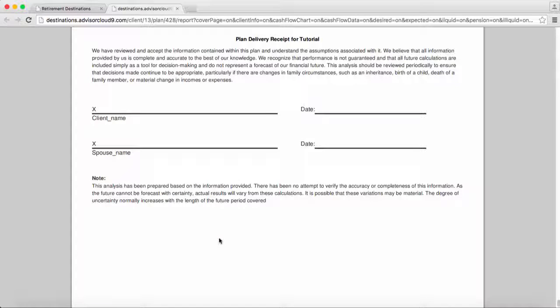Since financial plans are so situational, we expect you to reach out to us with questions, and we are always more than happy to help.